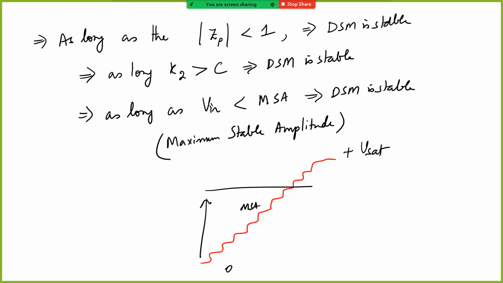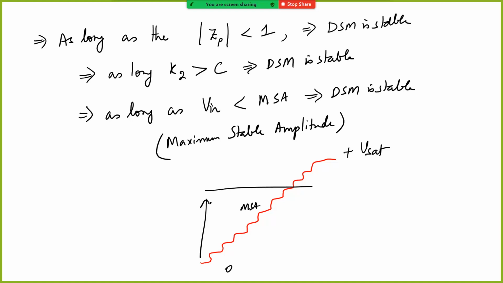So in other words, what we are saying is, for higher order loops, there exists a quantity called the maximum stable amplitude, in short MSA, beyond which the delta sigma loop is going to become unstable. Why is it going to be unstable? Because it's a higher order delta sigma loop, and so the variance of the noise which is circulating inside the loop is quite high. Because of this high variance of noise, it is going to saturate the quantizer, and this saturation of the quantizer is going to lead to unstable operation.